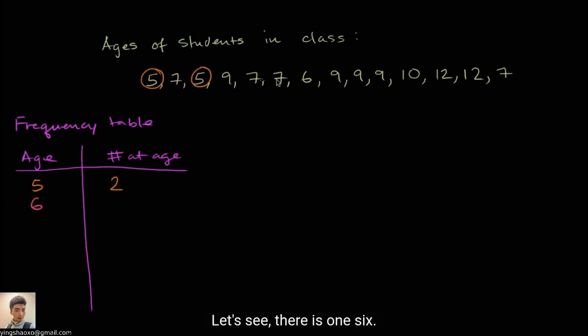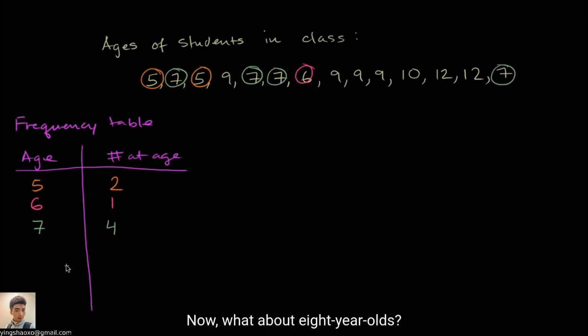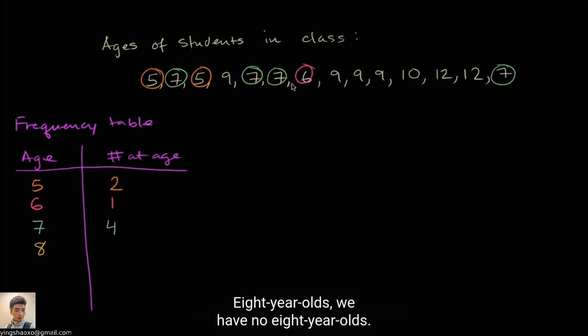How many 6s are there? Let's see. There's 1 6. There's only 1 6-year-old in the class. All right. 7-year-olds. See, there's 1, 2, 3, 4 7-year-olds. 4 7-year-olds. Now what about 8-year-olds? 8-year-olds, I'm going to do this in a color that I have not used yet. 8-year-olds, we have no 8-year-olds. 0 8-year-olds. And then we have 9-year-olds.